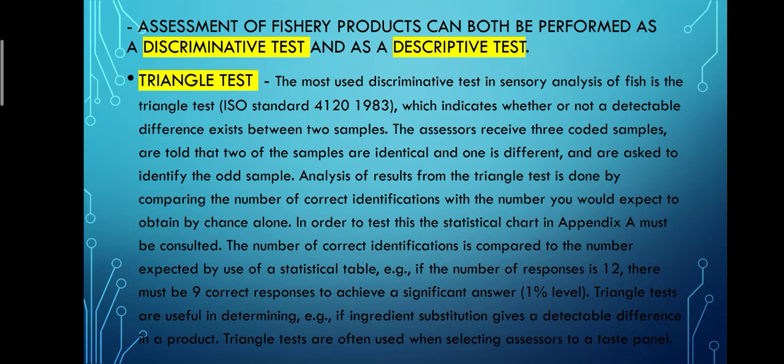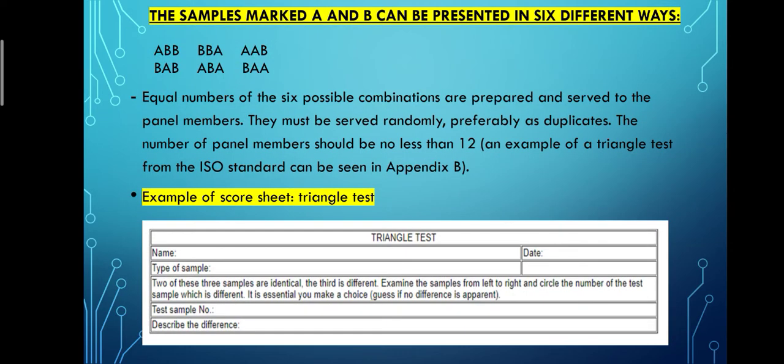Triangle tests are useful in determining if ingredient substitution gives a detectable difference in a product. Triangle tests are often used when selecting assessors to a taste panel. The samples marked A and B can be presented in 6 different ways. So equal numbers of the 6 possible combinations are prepared and served to the panel members. They must be served randomly, preferably as duplicates. The number of panel members should be no less than 12.